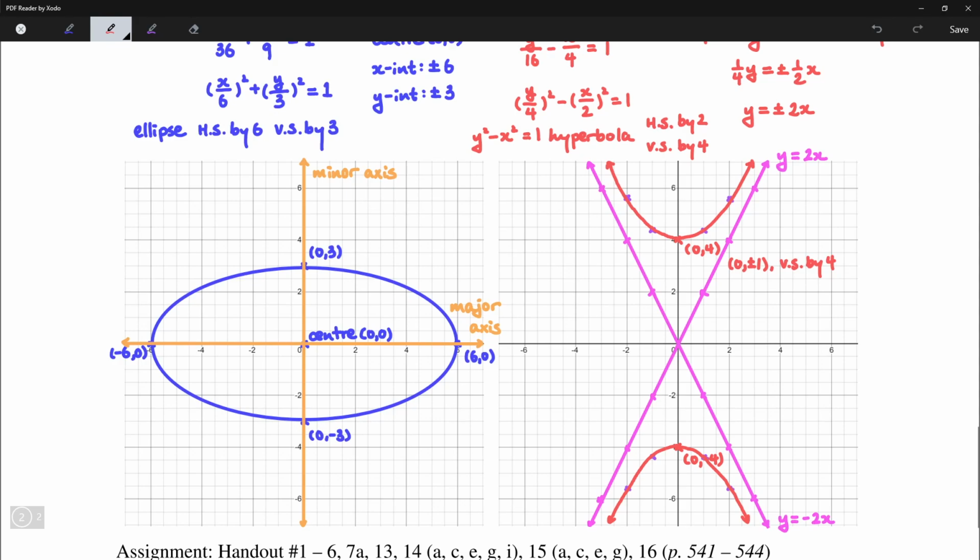So today we looked at, once again, the different conic sections. This time around we looked at how to do vertical stretches and horizontal stretches, and also look at rewriting equations in general form and how to interpret equations that were already in general form for different conic sections.